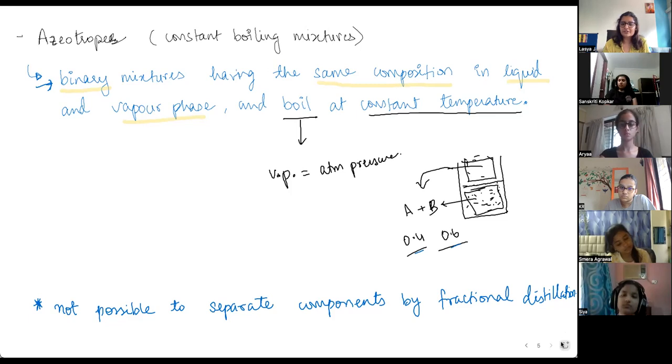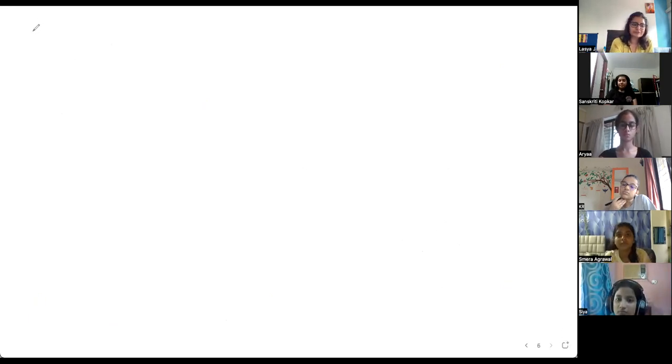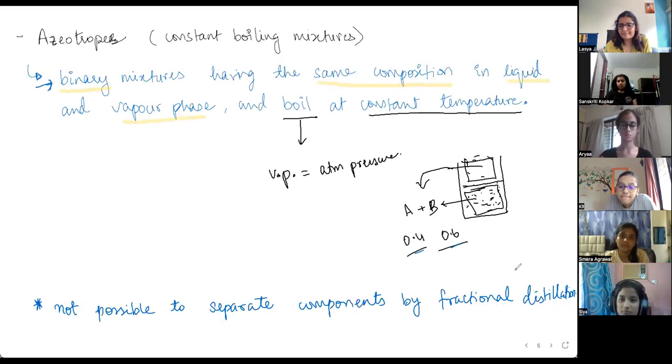So in azeotropic mixtures you have two different types of azeotropic mixtures. You have 1 second.